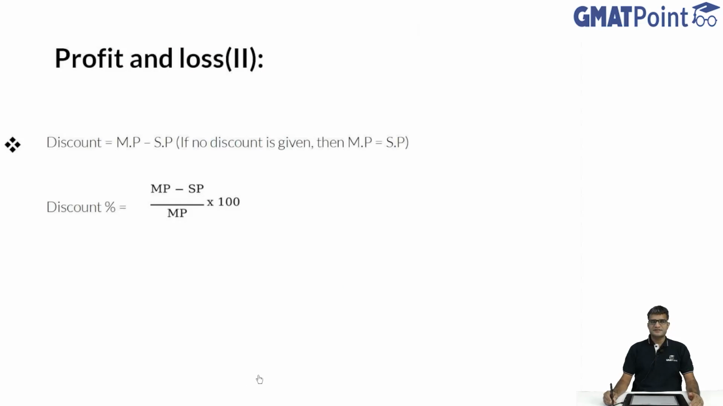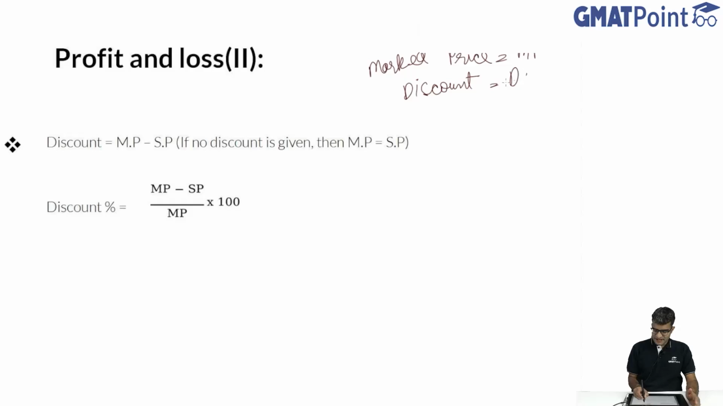In this concept, we will be discussing mark price and selling price. When you mark a product at a particular price, you need not actually sell it at that price. You can give a discount on the mark price and then sell it. So if you assume that the mark price of an object is MP, if the discount is D, and if the selling price, that is the price at which you sell the product, is equal to SP, then the discount D is equal to mark price minus selling price. And the discount percentage is equal to the discount that is given divided by the mark price into 100.